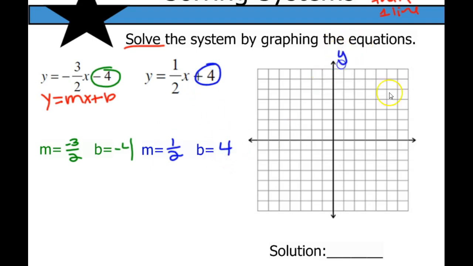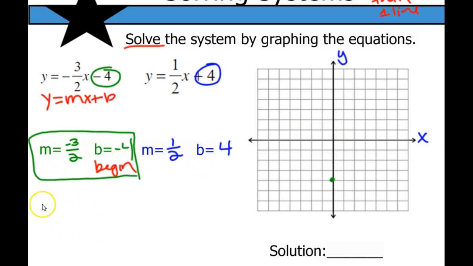Reminder, y goes up and down, and x goes left and right. If you're not sure, put the letters next to each other. You can see the letter y is longer, it goes up and down. So first, reminder that we start with b, that's where we begin. So I'm going to start with this green one on the left here. We're going to begin at negative 4 on our y-axis, right here.